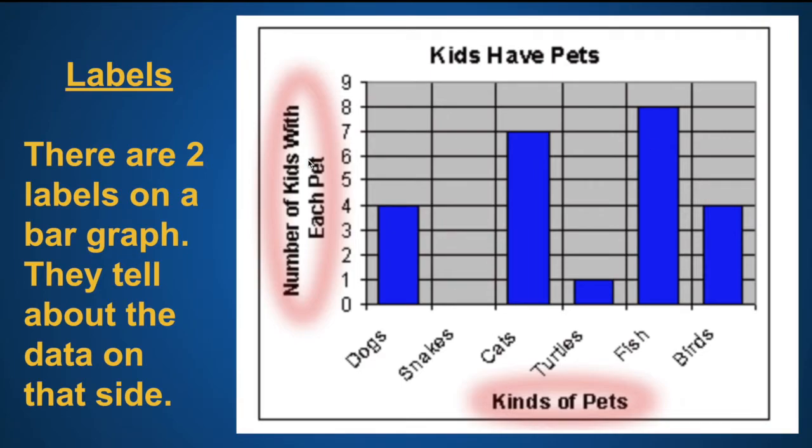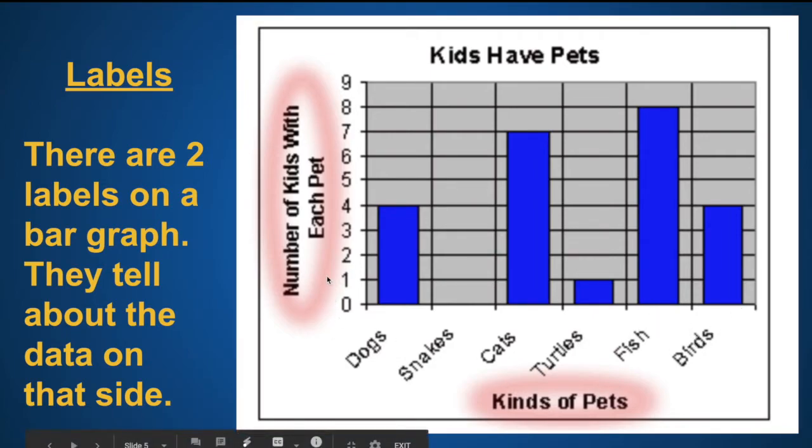Now we come to labels. A bar graph always has 2 labels, one on the bottom and one on the side. In this case, the one on the bottom tells the kinds of pets, and the one on the side tells the number of kids with each pet. The labels are super important because they tell what information you can get from each side. For example, kinds of pets lets us know that this bar is for how many people had dogs. Well, there's no bar here for snakes. This bar tells us how many people had cats, turtles, fish, and birds.